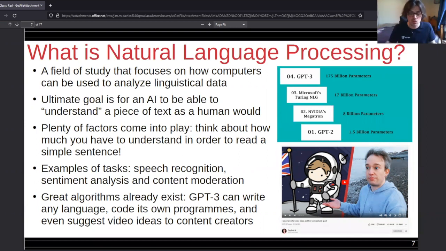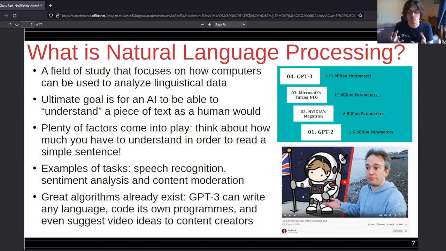The model is huge. I've looked at algorithms that you can use to help visualize a neural network, for instance, and it is crazy big, but it is also very, very powerful as a result. It can read and write any language you put in. It can make its own programs, as in it can write in Python, in C, in Java, in whatever you want. And it can even suggest video ideas to content creators.